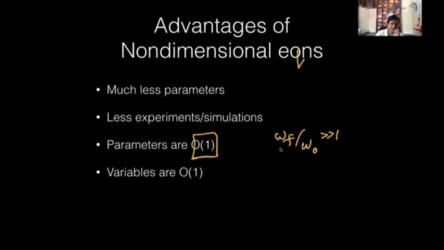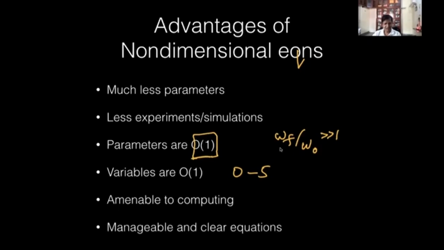Now variables are order 1. So my x prime, r prime will go from 0 to 5, but it doesn't go from 0 to 5 million, or 0 to 5 Angstrom. It's not that. And the equations are nice. Computers like these equations. Also, as human beings, we should want simple equations to solve. So that's an advantage. It is a manageable and clear equation. So even for mathematical analysis, these are good things.